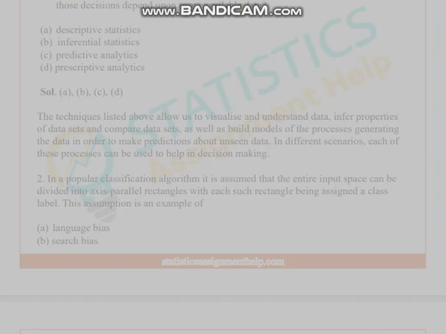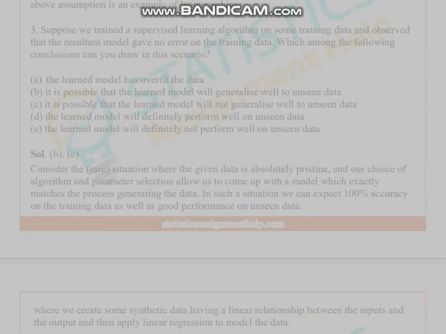The mentioned constraints have to do with what forms the classification models can take rather than the search process to find the specific model given some data. Hence, the above assumption is an example of language bias.